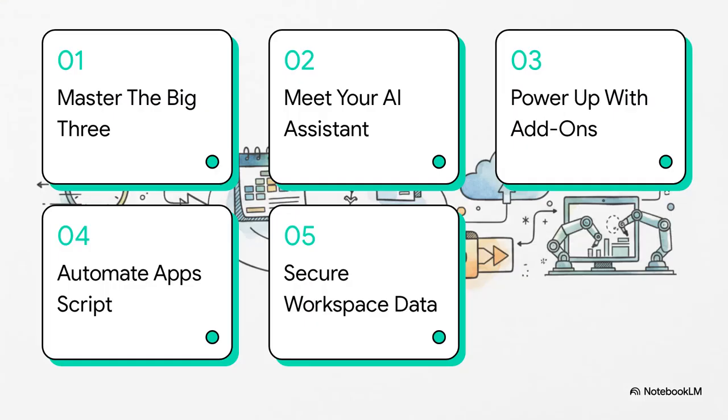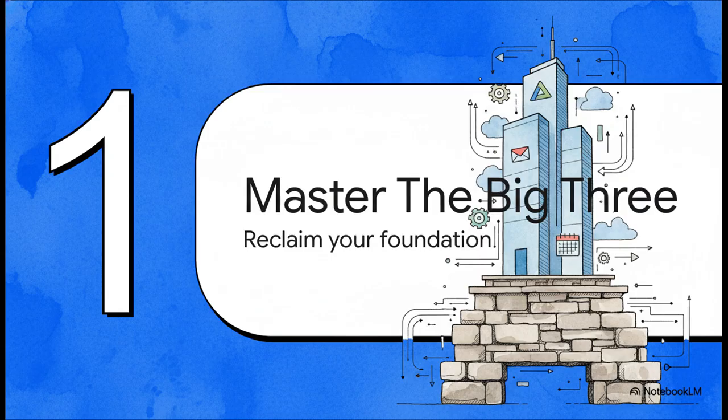To fix this, we've got a brilliant 5-step progression today. First, we'll master the big 3. Second, we'll meet your AI assistant. Third, power up with add-ons. Fourth, automate with AppScript. And finally, secure your workspace data. All right, step 1, master the big 3 and reclaim your foundation.